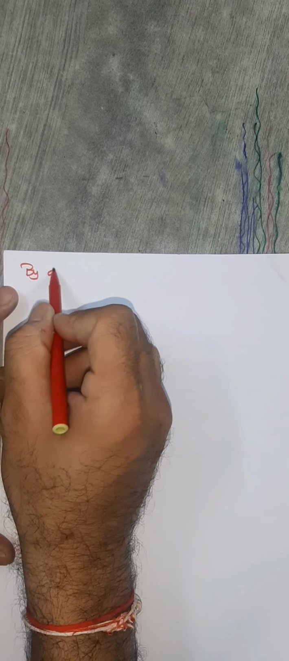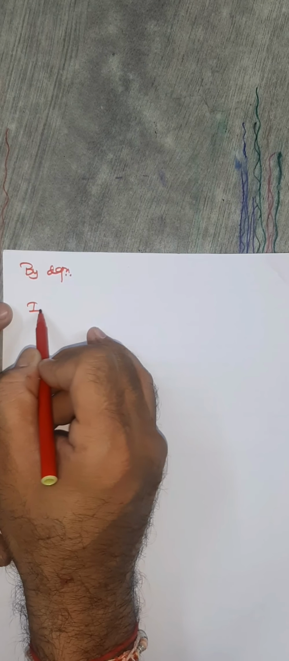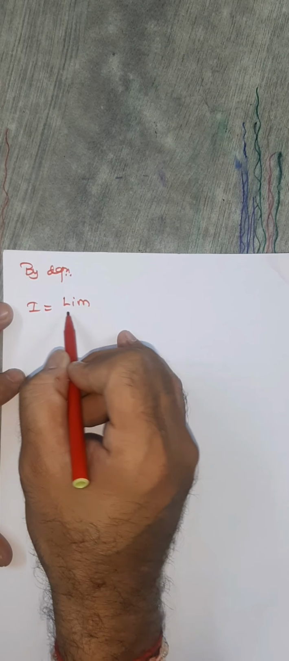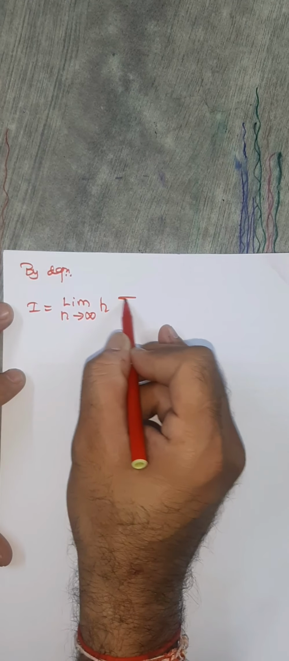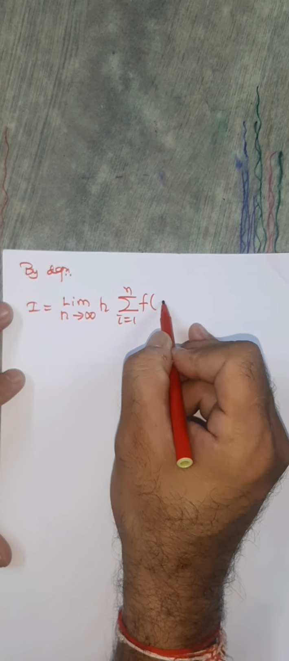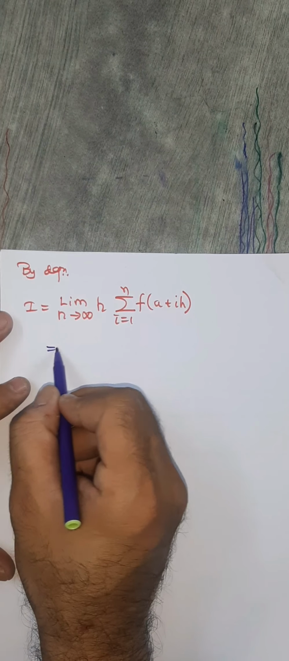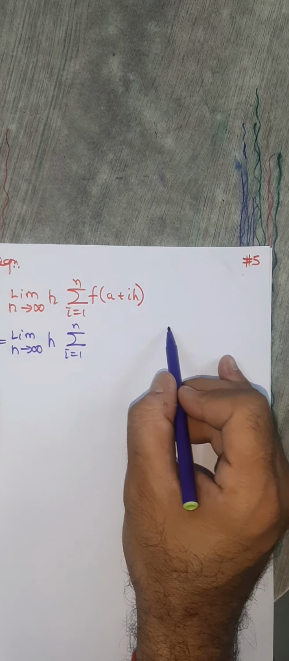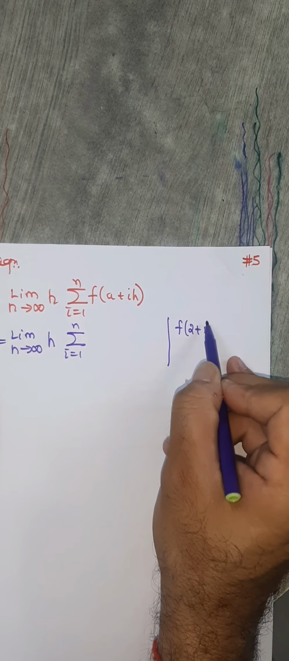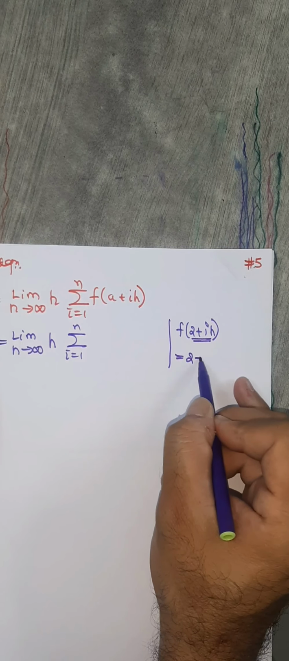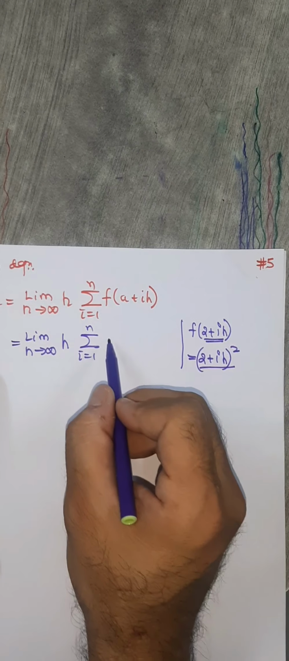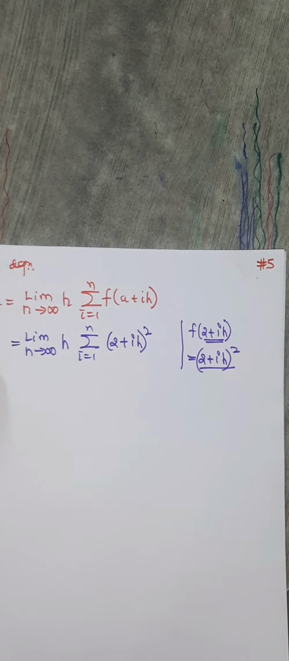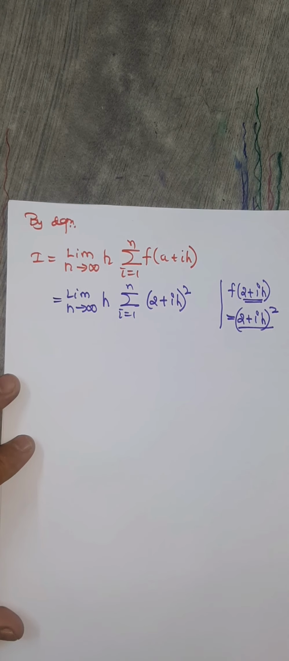So now, by definition, you have I, which means the given integral, equals the limit n tends to infinity of h into sigma, i runs from 1 to n, f of a plus ih. Here the integral is from 2 to 3, so a is 2, and this is f of 2 plus ih. Now what's the formula for the function f(x) equals x square? So 2 plus ih the whole square. I'll write directly here 2 plus ih the whole square.